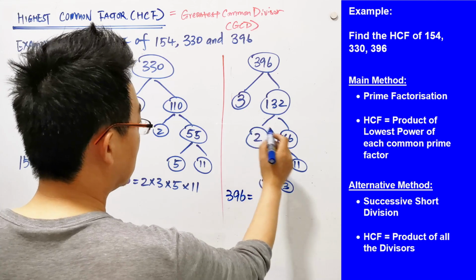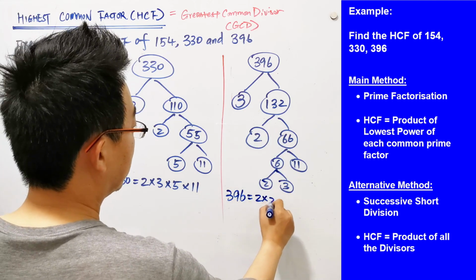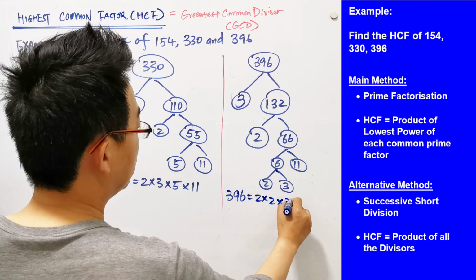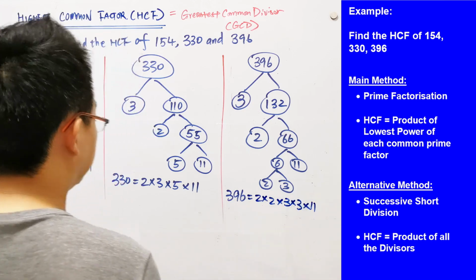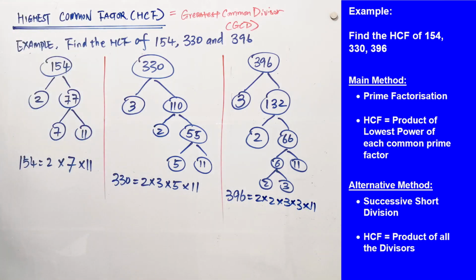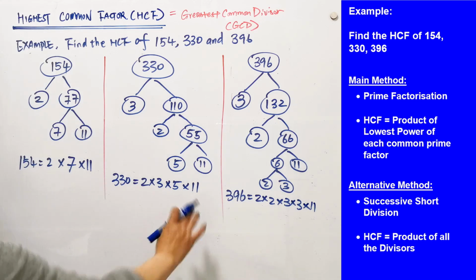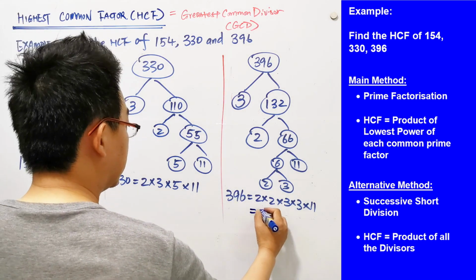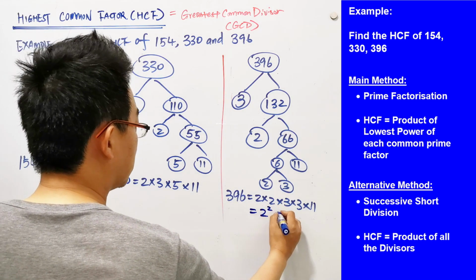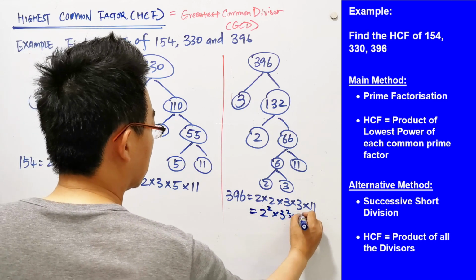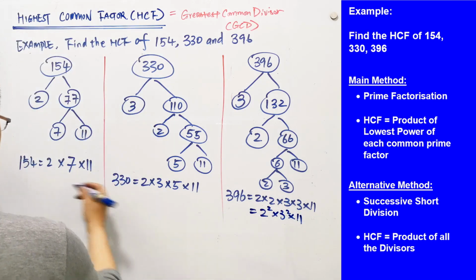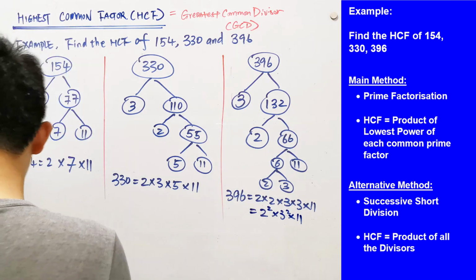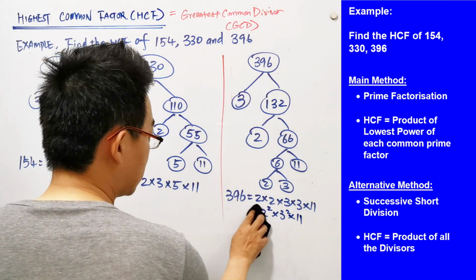396 equals, we have 2, 2, right? We have 3, 2, 3, right? We have 11. Just look at here. So what's the common factor? You can put them together, no issue. Let's look at here. So what we can write in the index notation. Here nothing, here nothing. So now we write this way first.